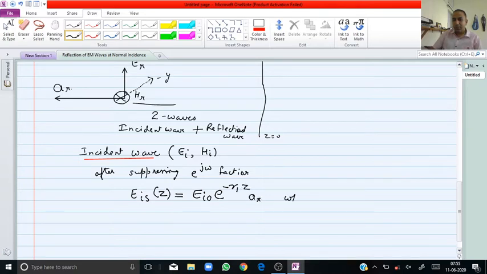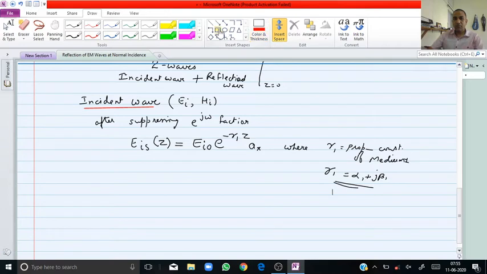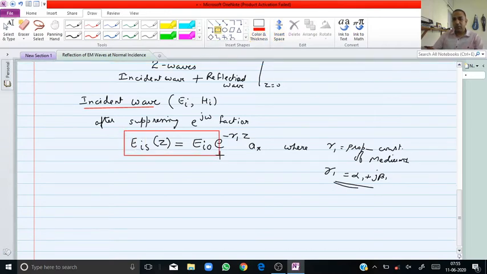AX, where gamma 1 is the propagation constant of medium 1. That can be denoted by alpha 1 plus j times beta 1, where alpha is the attenuation constant and beta is the phase constant. So this is an important part, the incident wave.